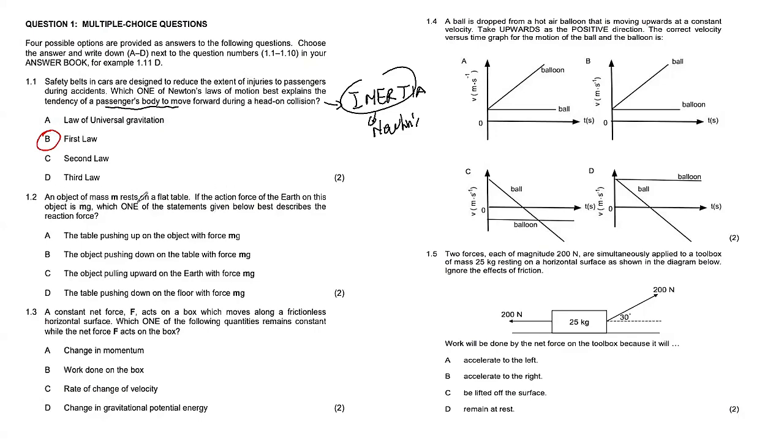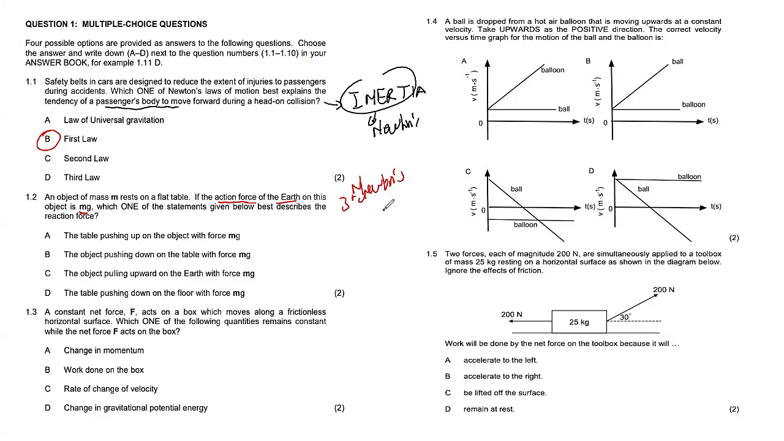1.2 says an object of mass m rests on a flat table. If the action force of the earth on the object is mg, which one of the statements given below best describes the reaction force? Now, when we are talking about the action and reaction force, we know that that relates to Newton's third law, right? Newton's third law says when object A exerts a force on object B, B simultaneously exerts a force of the same magnitude but in the opposite direction. So if the action force is the earth exerting a force of mg on the object, then we are expecting the object to exert back the force on the earth.